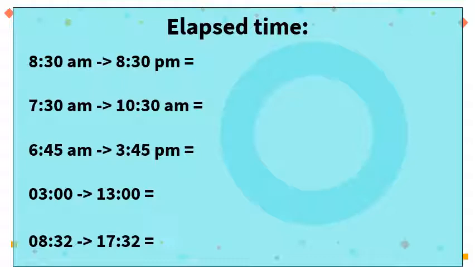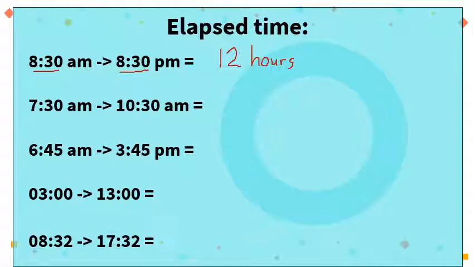So the first one is elapsed time. We've got 11:30 a.m. to 11:30 p.m. Well, nothing has changed here. These numbers are the same, but I know that p.m. is in the afternoon and that these two times are separated by 12 hours. Now, this is kind of where our 24-hour clock is actually really useful. It doesn't necessarily help us with the minutes, but it really makes the hours a lot easier.